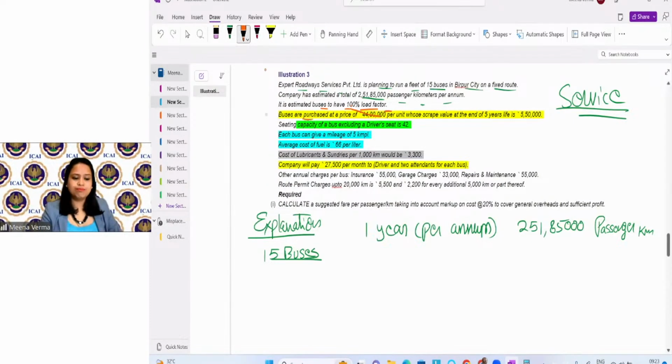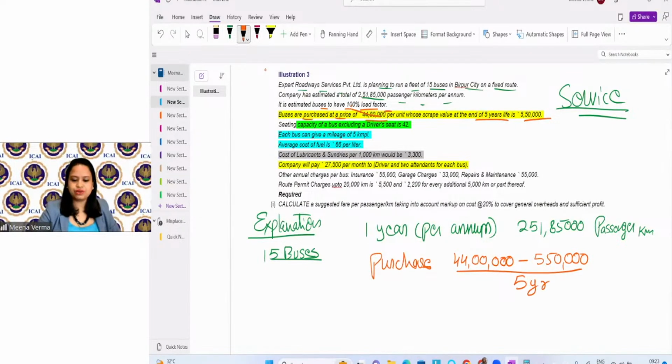What else? Buses are purchased at a price. What is the purchase price of the bus? Bus was purchased for 44 lakh, right? And the scrap value was 5,50,000. And for how many years you are using this bus? 5 years. So this will help to find out the depreciation. Just solve it and you can find the depreciation. Okay, what else is mentioned here?